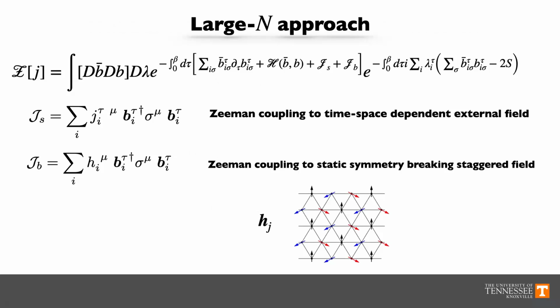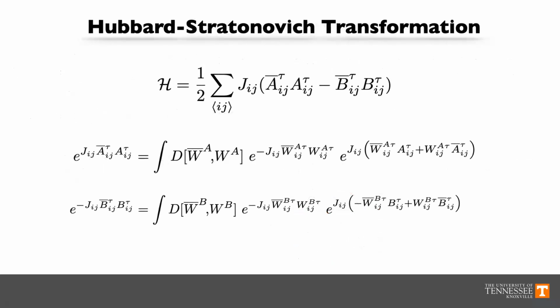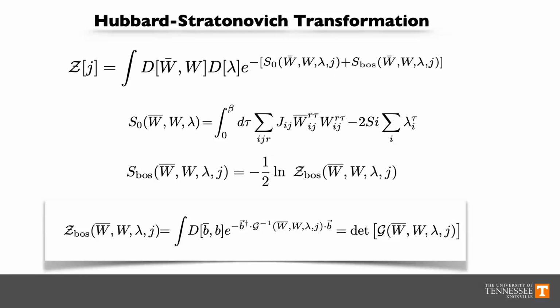So the procedure is the standard one, right? You write the path integral formulation. You apply a Hubbard-Stratonovich transformation. You introduce these W fields that are the bond operators, and these B fields still contain the Schwinger bosons. And basically, you write the partition function. After integrating out the bosons, you can write the partition function as this complicated determinant in terms of these Hubbard-Stratonovich fields, and then expand this around the saddle point, right?